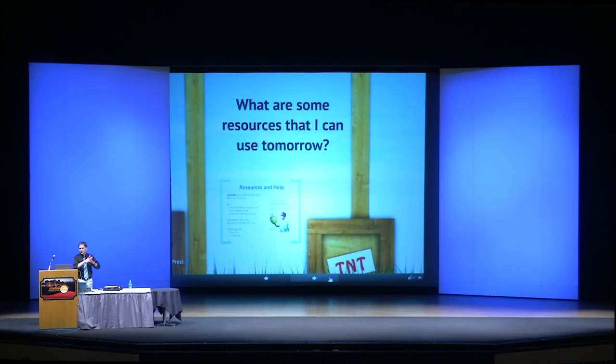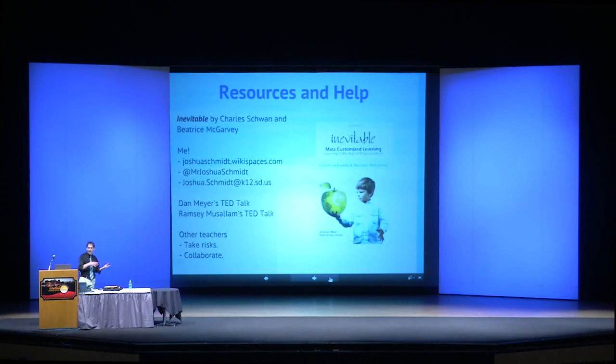And then my very last slide here is what are some resources that I can use tomorrow. We did a book study on the book Inevitable that was written by Chuck Schwanz and B. McGarvey. I was doing this, and we did the book study after I'd been doing this model for about a year, and it was amazing just to hear some of the terminology that was used, and then also the ideas. This is a very big picture book, and it was beneficial for me to see what the end result could be. Like, what is the actual goal of what I'm trying to do? So the book was very beneficial.